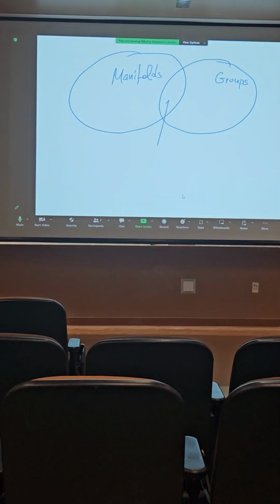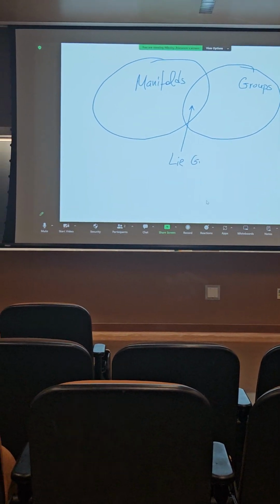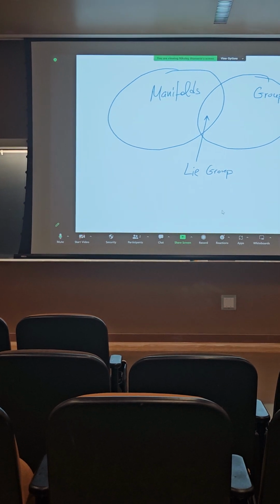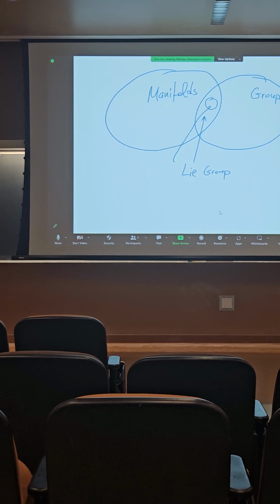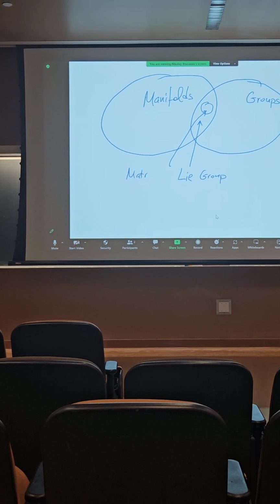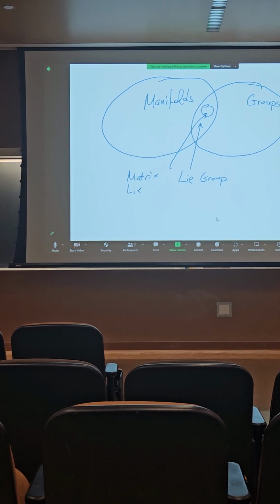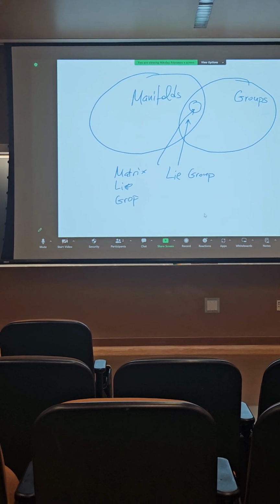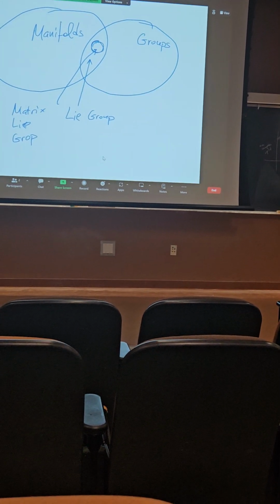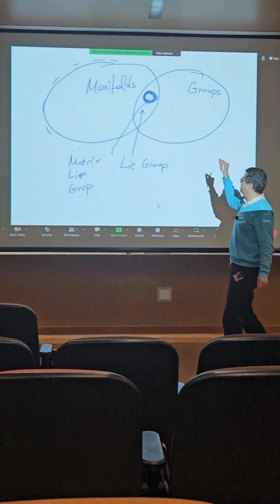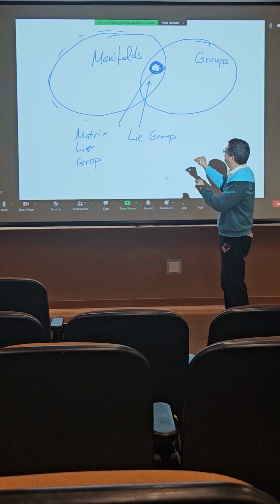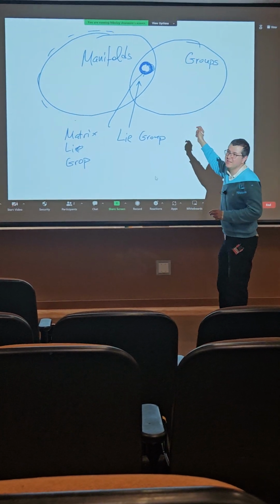So a Lie group is right here. And then a subset of this is a matrix Lie group. Really, when I started introducing stuff, I was talking about this, but in the rest of the things, we were only talking about matrix Lie groups. So matrix Lie groups are a subset of Lie groups, which are a subset of manifolds and groups.